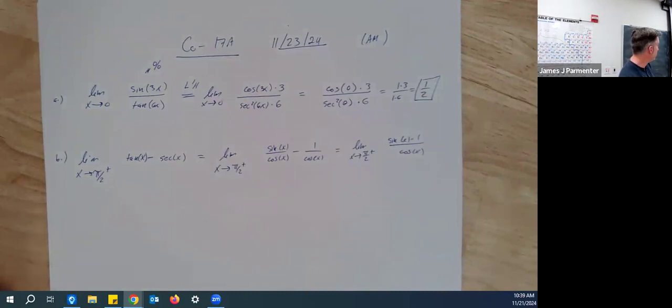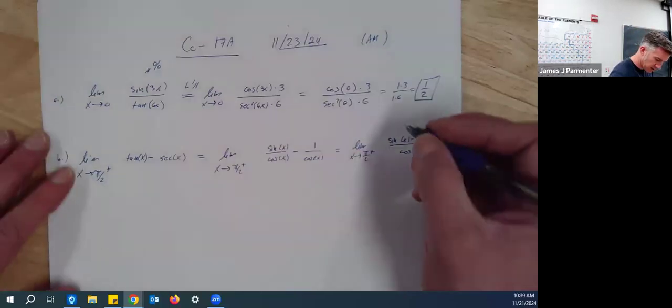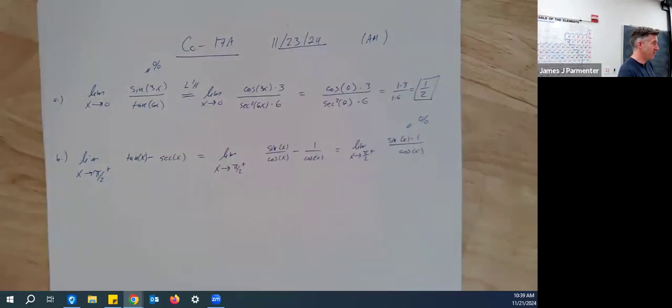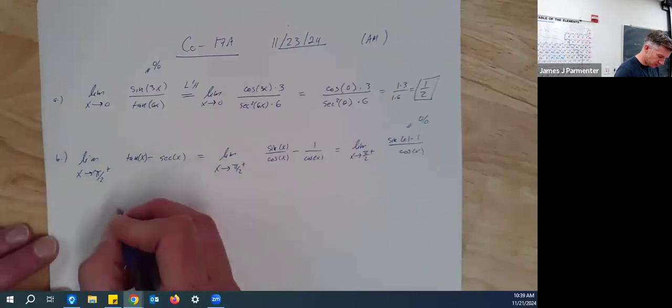So I plug in pi over 2. Sine of pi over 2 is 1. 1 minus 1 is 0. And cosine of pi over 2 is 0. So we definitely have a 0 over 0 type. Now we definitely should use L'Hopital's rule.